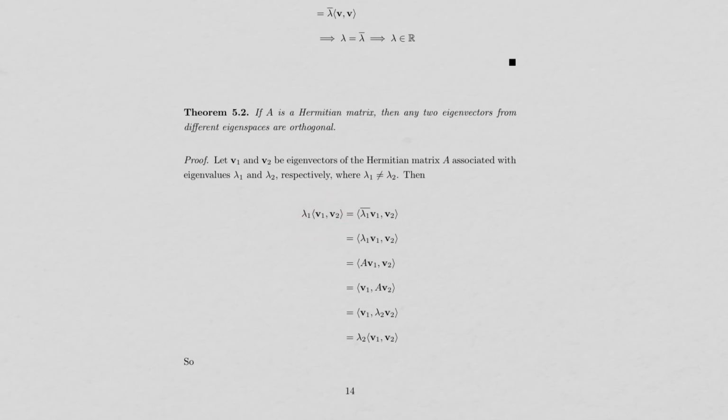So I'm going to look at this expression, lambda 1 times the inner product of V1 with V2, and I'm going to bring the lambda inside here using the properties of inner products, and so it gets conjugated because it's coming in on the left.